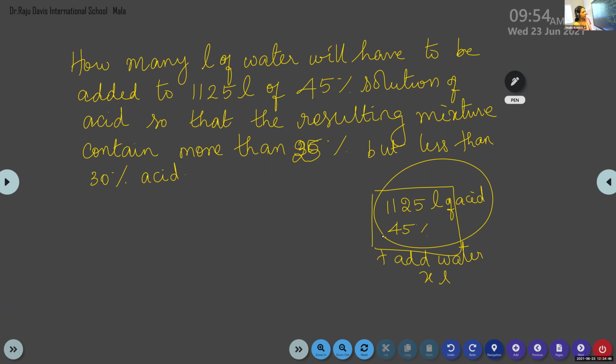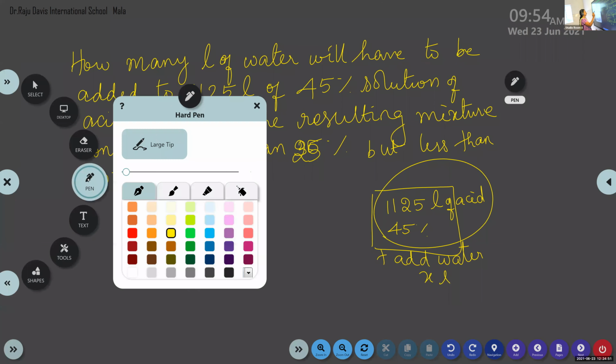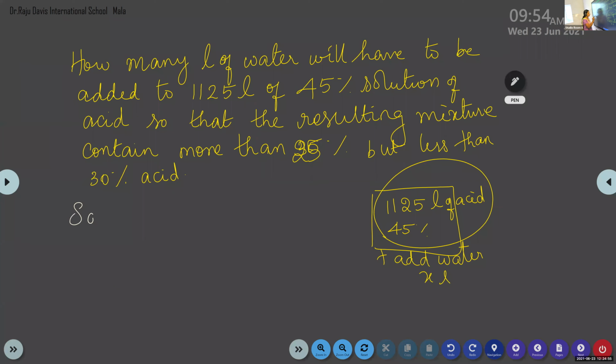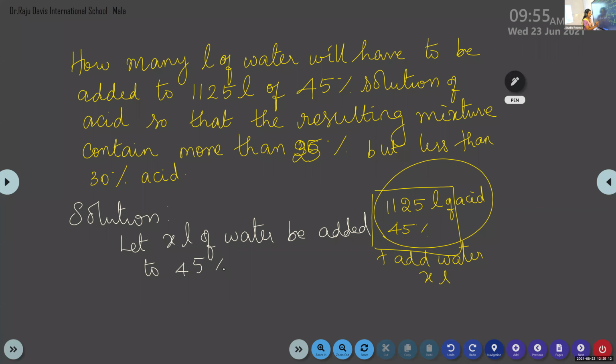Is it okay? Now listen children, how we are going to write the solution. When you understand this, it's an easy one. Let X be the liters of water to be added. Let X liters of water be added to 1125 liters of 45% solution of acid.